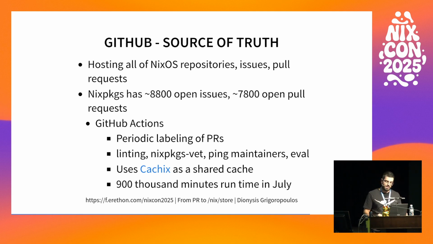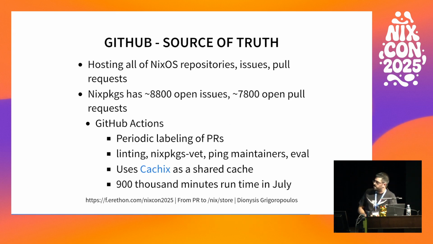Another action might run linting. Another action will run Nixpkgs eval, might ping maintainers for packages they maintain, and will run the evaluation. And all of these actions use Cachix, which is a company that provides remote Nix caches. And they're using it as a cache to make builds faster. And as for the numbers, during the month of July, the actions for Nixpkgs ran for about 900,000 minutes. If we do the math, this comes out to 625 days. And just for Nixpkgs, this costs around $13,000 per month, which is sponsored by GitHub.